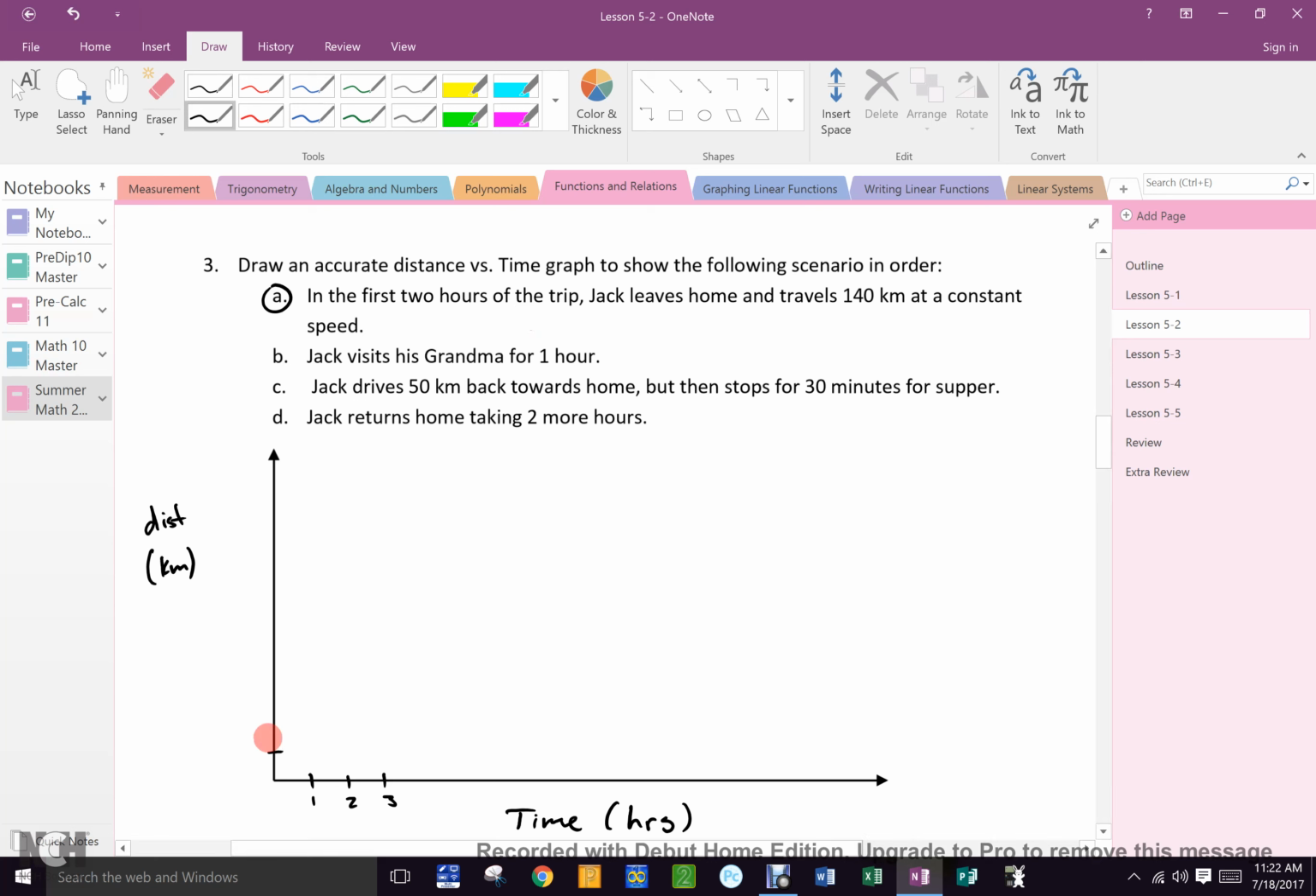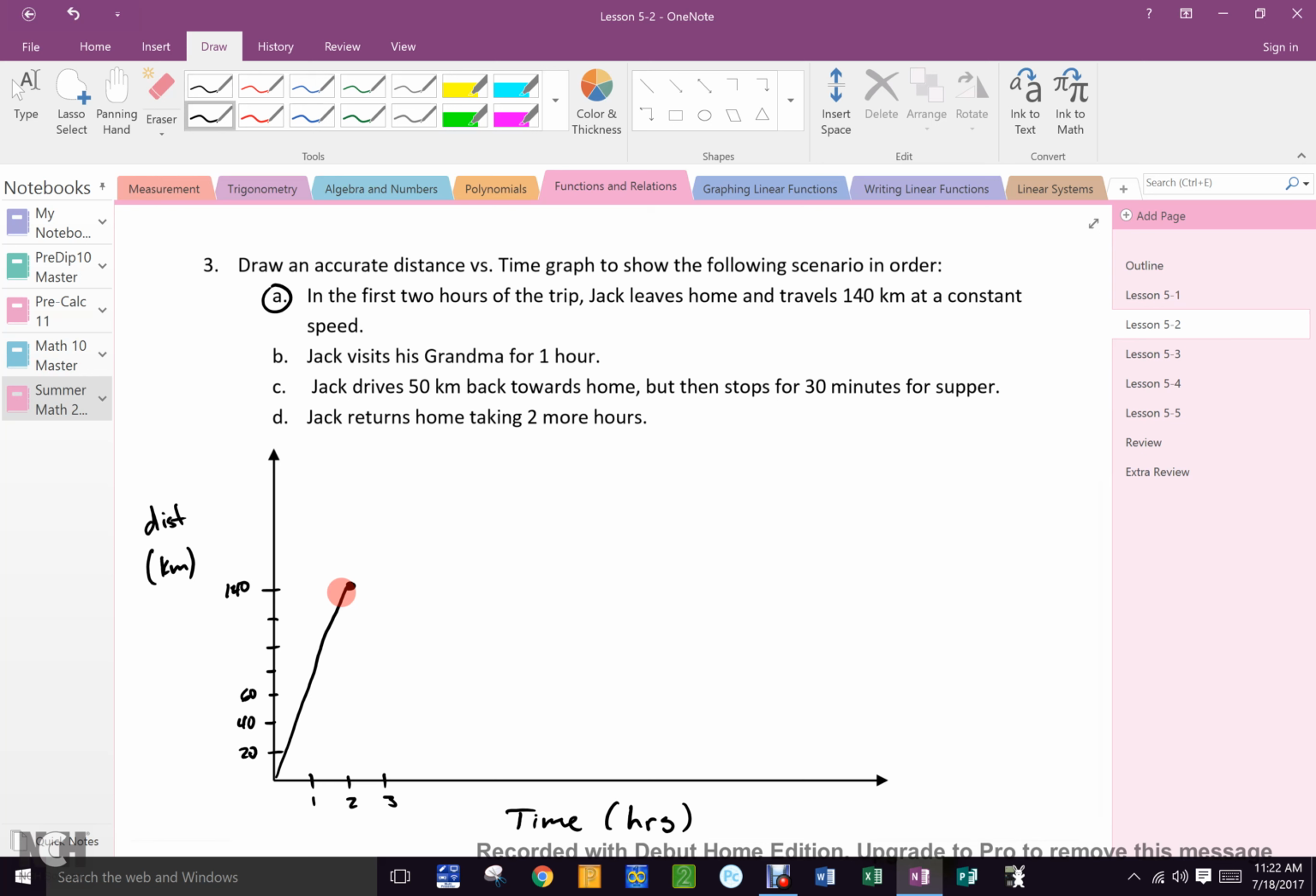So I'm going to go up by 20s. 40, 60, 80, 100, 120, 140. Everyone agree? So from 0 to 2 up to 140, what kind of line must I connect there? Straight. Why? Consistent, because it was a constant speed. Now, is that actually possible?